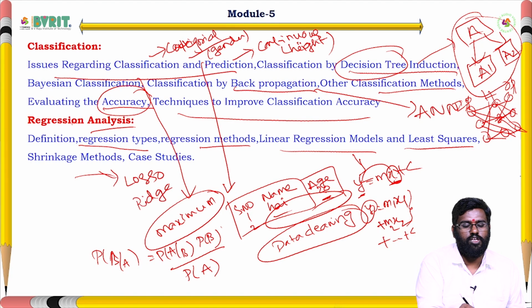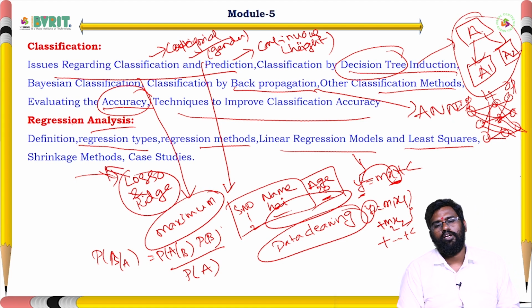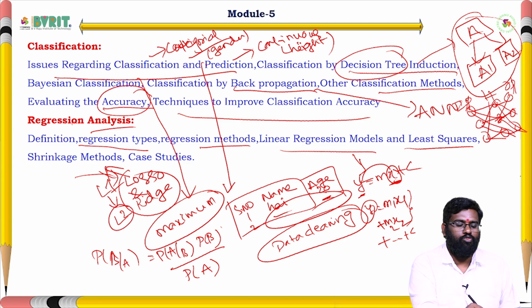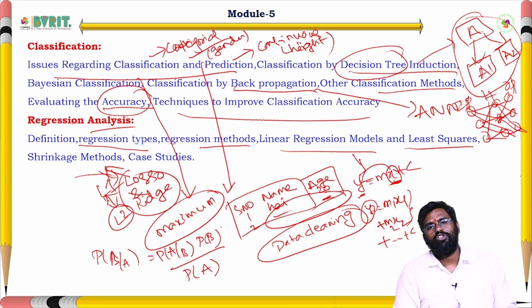Combination of lasso regression and linear regression is called shrinkage methods. Lasso regression contains the L1 parameter and linear regression contains the L2 parameter. Combination of L1 and L2 forms shrinkage methods. That is about the shrinkage method.